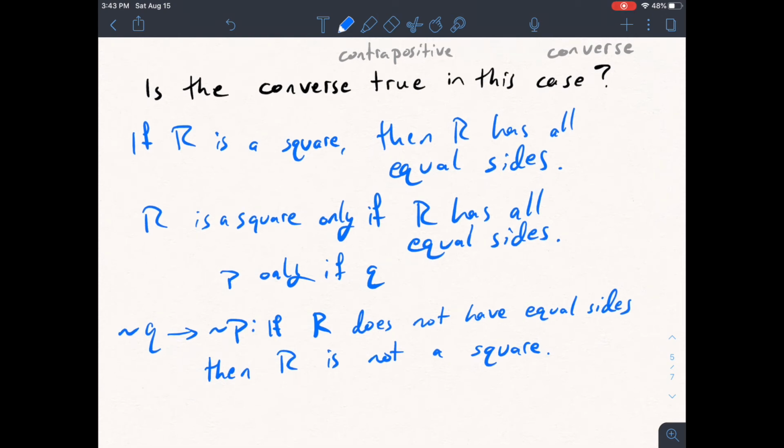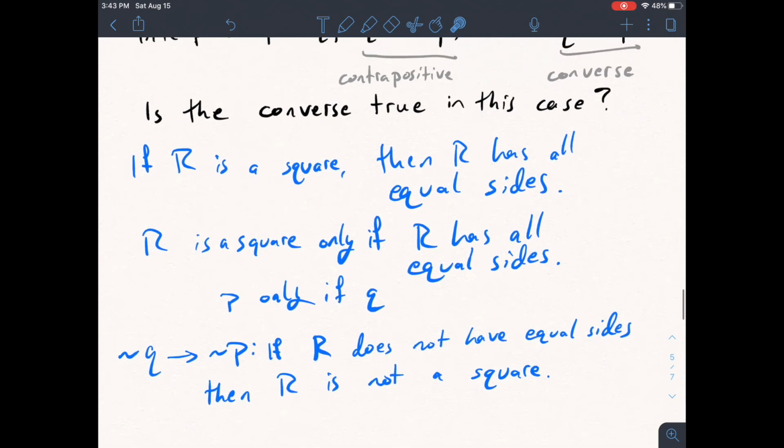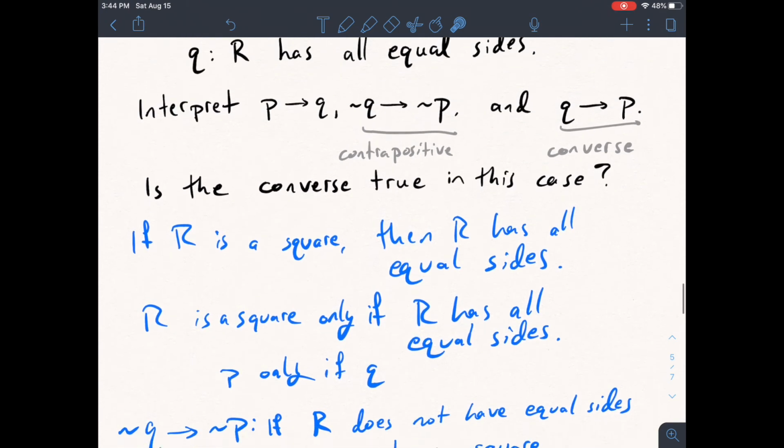So that conveys the same information as R is a square only if it has all equal sides. So rectangles are squares only if they have equal sides. So you could restate that as if it doesn't have equal sides, then it's not a square to begin with.